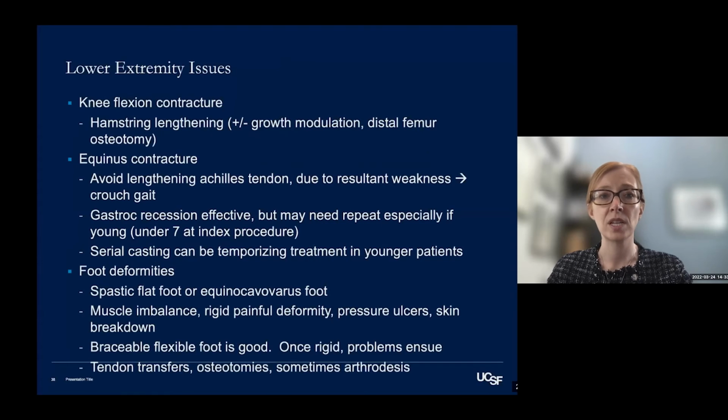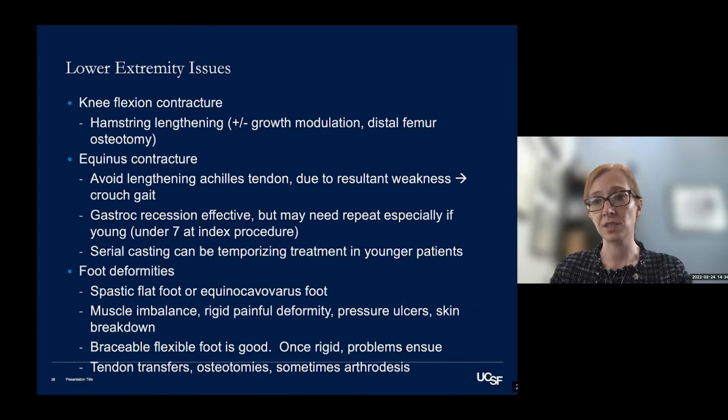So just to pivot a little bit away from hips, obviously hips are sort of the thing we worry a lot about, but lower extremity issues are also a very common problem in children with cerebral palsy. We see knee flexion contractures, and for this we can do hamstring lengthenings, plus or minus growth modulation surgeries, or even distal femur osteotomies to straighten out the knee.